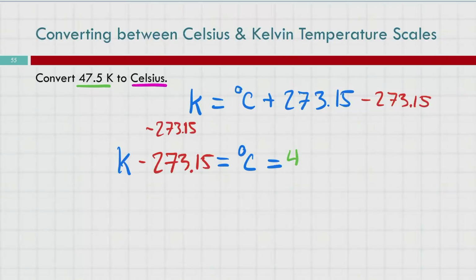So plug in 47.5, and this temperature is the very, very cold 225.65 degrees Celsius. Questions? Cool.